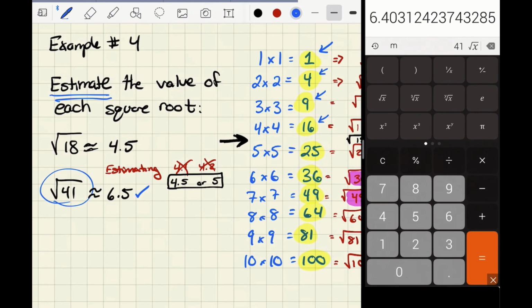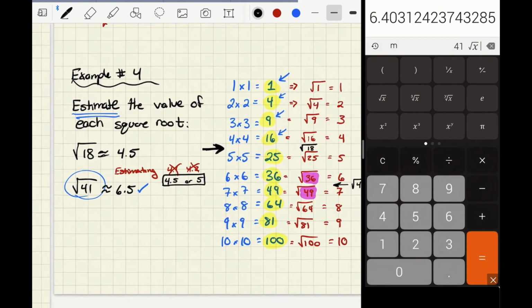Okay, that's example number 4. And I didn't have you try that one because I wanted to explain that process a little bit to you.